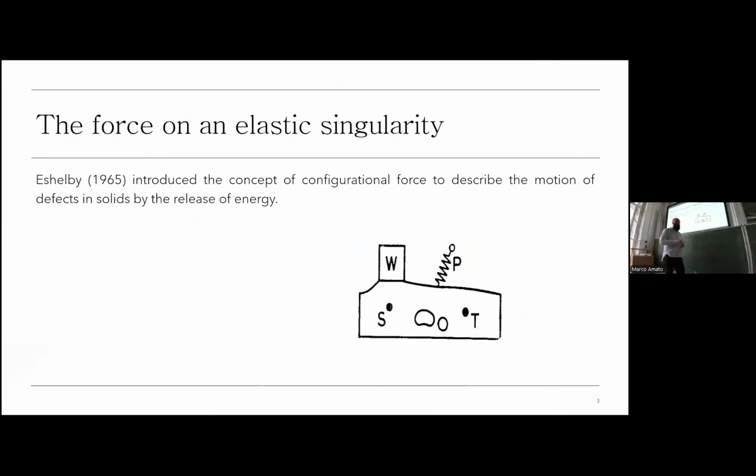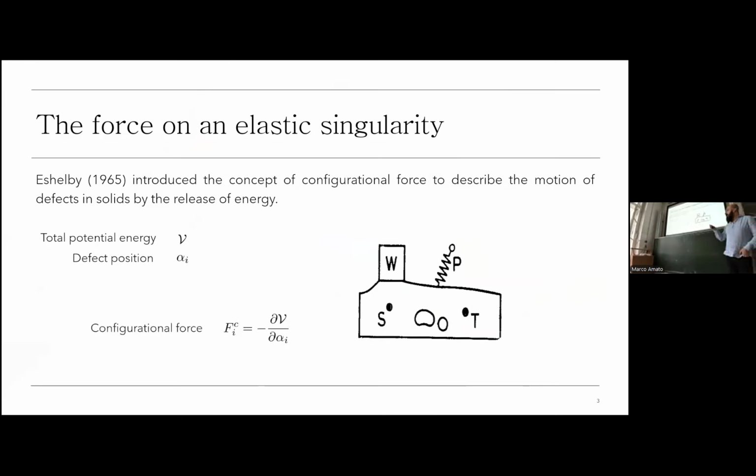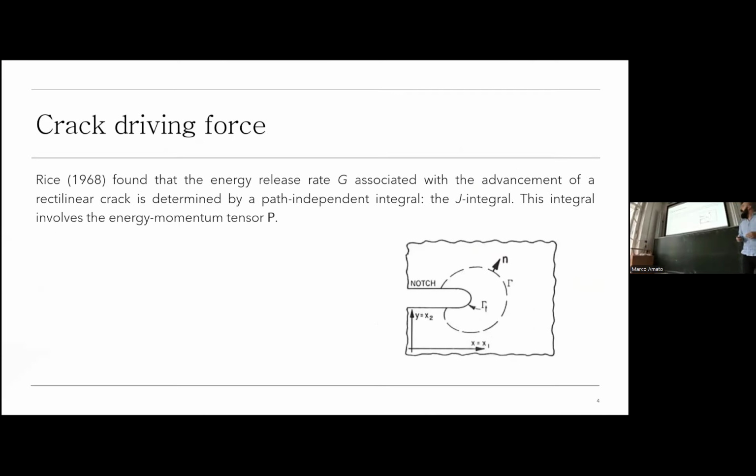And he introduced the concept of an energy analysis. Basically, what did he do? He computed the total potential energy stored in the material. Then, by taking into account the defect position, he was able to define the configurational force as minus the first derivative of the total potential energy with respect to the defect position. In the particular case of a rectilinear crack, Jim Rice found that the energy release rate associated with the advancement of the crack tip is equal to a very particular kind of integral, the so-called J integral, J in his honor.